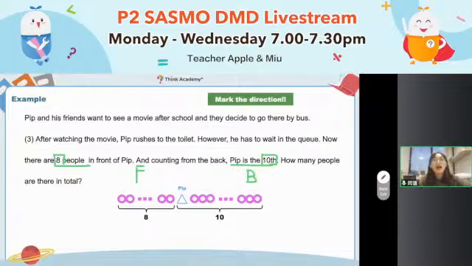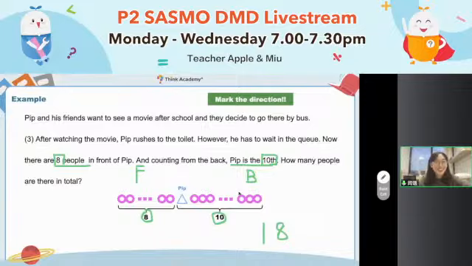Okay, altogether, how many people are there? Is it 17? How many people? Yes, good job. It should be 18. Do we need to plus 1 or minus 1? Actually, no. Because according to the question, you can just divide the queue into 2 parts, right? The first one is 8 people, and the second one, here we have 10 people. So altogether, we have 18 people. Yes, understand now? I think it's easy for you, right?